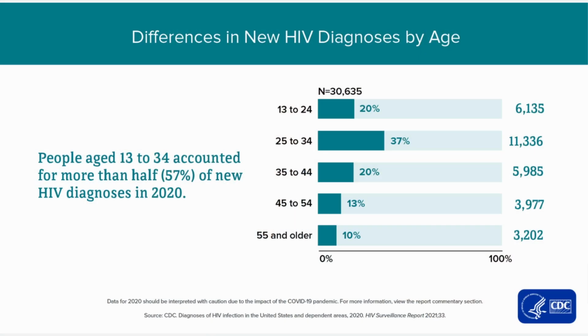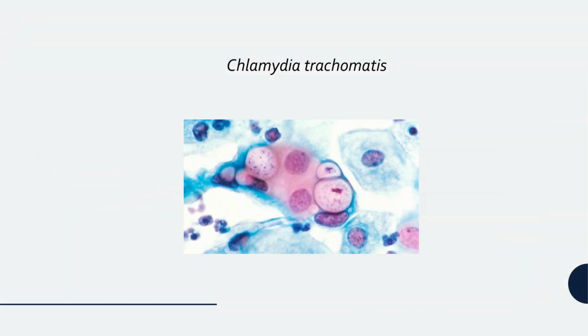Differences of new HIV case diagnoses by age. So you see that 13 to 34 accounted for more than half of new HIV diagnoses in 2020. And if you figure that back, a lot of that may have stayed latent for 10 years. It's not uncommon for 15-year-olds to be sexually active these days. So that would account for the 25 to 34-year-olds. Chlamydia. So by far, this is the most prevalent disease and the most easy to treat.